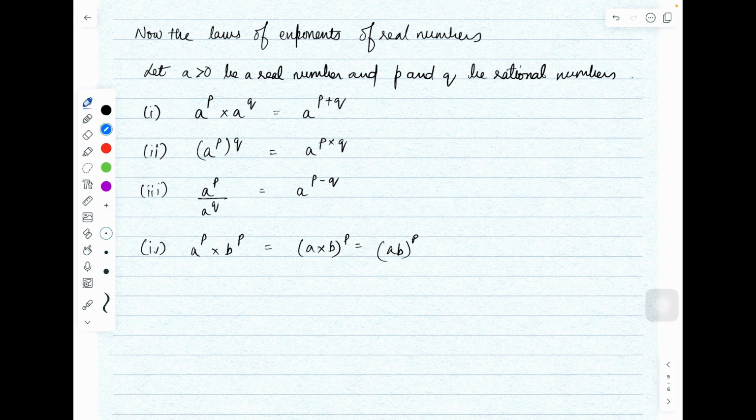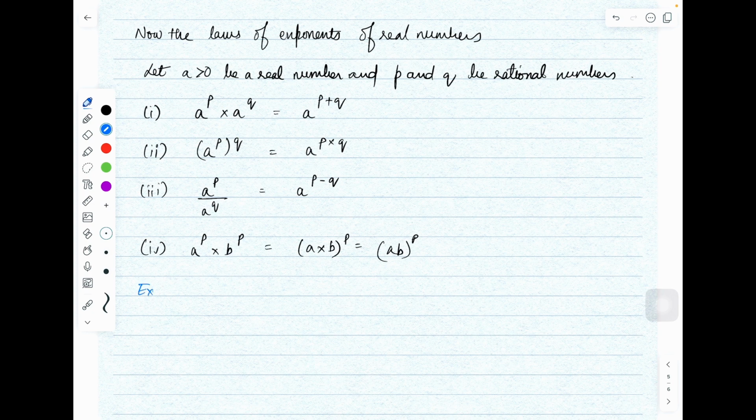Understood? So these are the four laws of exponents of real numbers that I have written. If the base is the same but exponents are different and the numbers are multiplied, the exponents will get added. If it is divided, the exponents will get subtracted. If the power is applied twice, they are multiplied. And if the exponent is the same but the bases are different, the bases are multiplied.